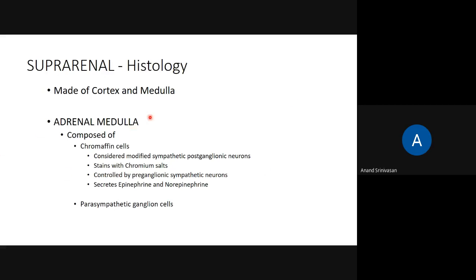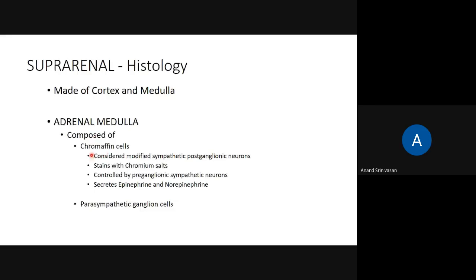The adrenal medulla is the part near the center. If you see the center of the adrenal gland, you will be able to see chromaffin cells and parasympathetic ganglion cells. So these are the two types of cells present in the adrenal medulla, chromaffin cells and parasympathetic ganglion cells.